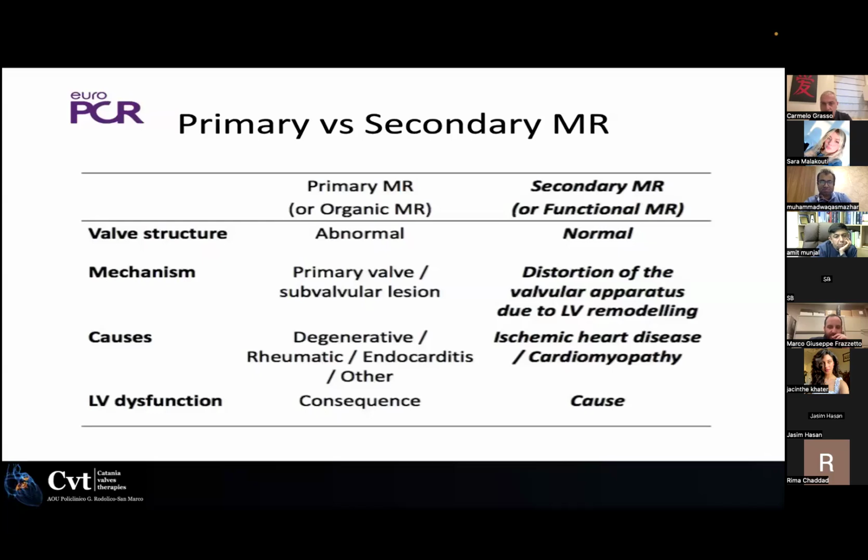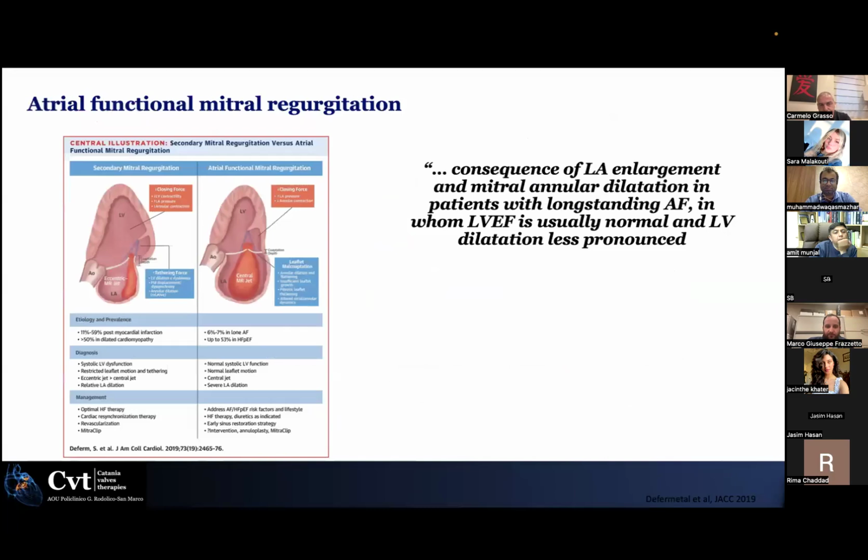Secondary MR, instead, we have the valve structure is normal, but the mitral regurgitation comes depending from different mechanisms. We know that for many years, we talk about secondary MR due to LV dysfunction, LV remodeling, and it may be due to ischemic heart disease and cardiomyopathy.